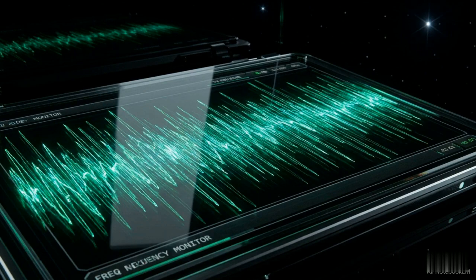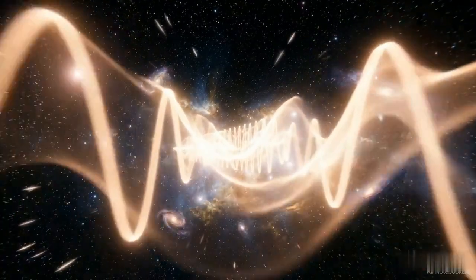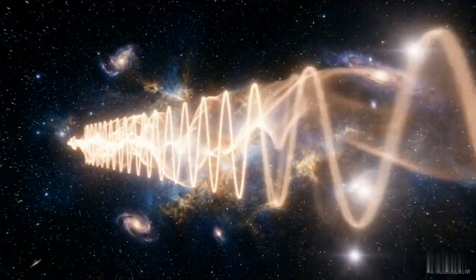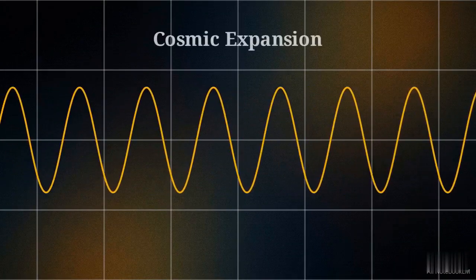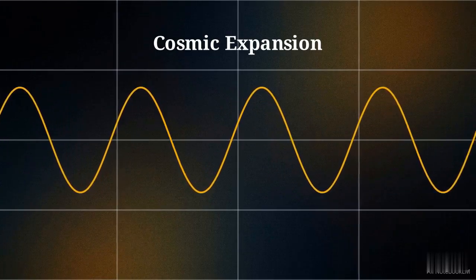As the 21-centimeter wave travels, it is affected by the expansion of the universe. This expansion stretches the wave, physically elongating its shape over billions of years. By the time it finally reaches our planet, that 21-centimeter signal has been stretched entirely out of its original band and into the radio spectrum.